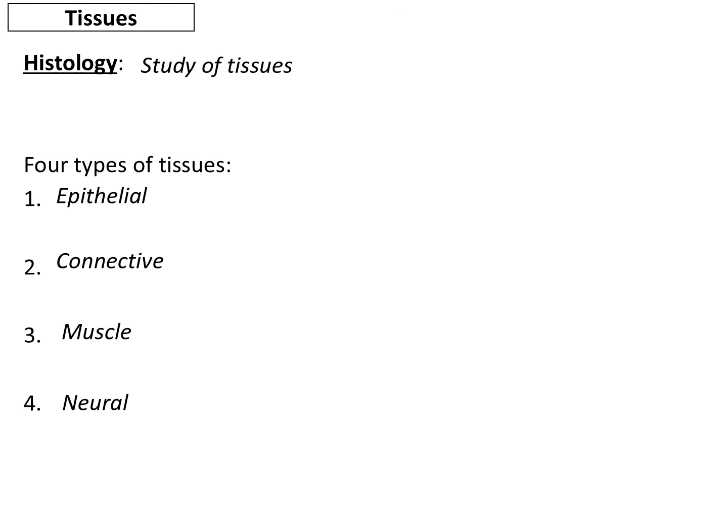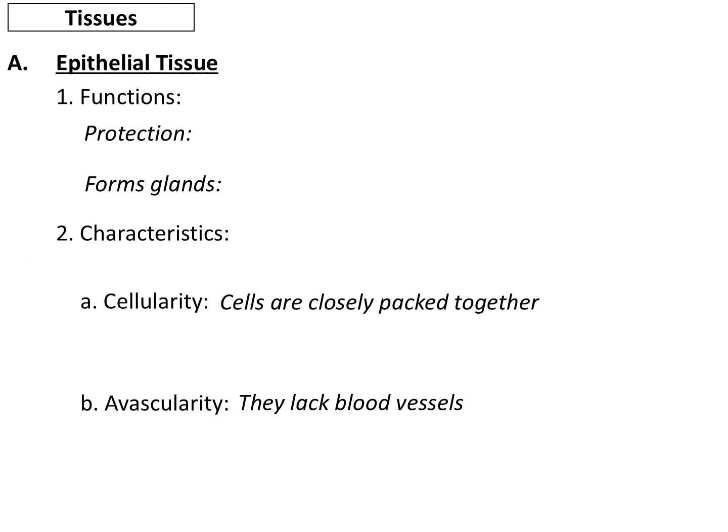For now, we are only going to focus on epithelial and connective tissues. Later in this course, we will talk about muscle and nervous tissue. Let's begin with epithelial tissue. There are 2 primary functions for epithelial tissue. The first is protection. Epithelial tissues cover the body and line the internal organs. Secondly, they form glands. Glands are structures that produce fluid secretions.